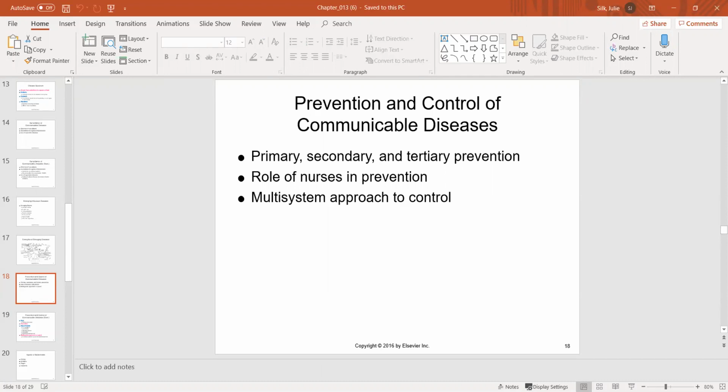Okay, so to prevent and control these diseases, we want to do some different interventions, right? So we talk about primary, secondary, and tertiary prevention to try and help prevent these things from happening. Our role is big in prevention to try and keep these things from becoming a problem. And it helps if we do a multi-system approach, to include everyone and not just nursing, but other groups of people as well to help make this happen.